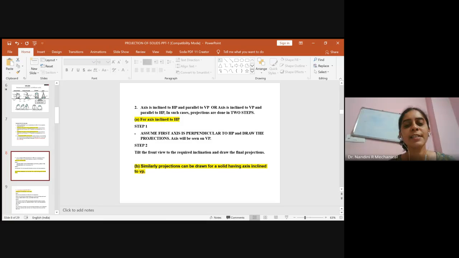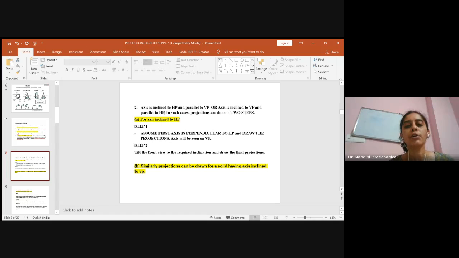So in case the axis is inclined to HP and parallel to VP, what is the assumption we should follow? We will always first assume that the axis is perpendicular to HP. So when the axis is perpendicular to HP, you will start with the top view and then go for the front view. If it is a square prism, you will have the true shape of the square as our top view. When you project above, you will have a rectangular surface as our front view. Then you join the diagonal, trace out the axis and show the axis is perpendicular to HP.